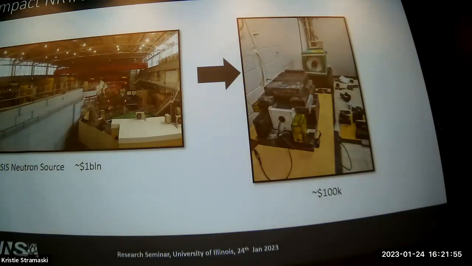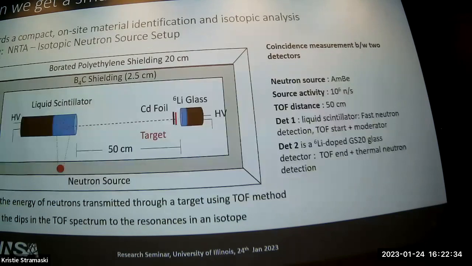And the conclusion of this one project is that yes, a compact NRTA setup for identification of special nuclear material is possible. These facilities are, of course, very expensive. Our setup is just 100K. It depends on what application you're using it for, but if you want to identify special nuclear material and quantify it, you can use this setup for doing that. It's highly portable, it's mobile.